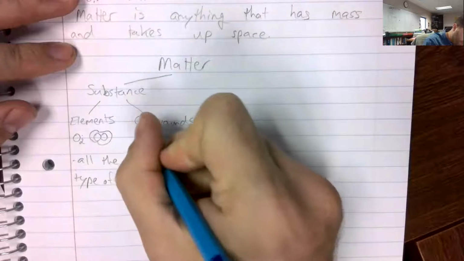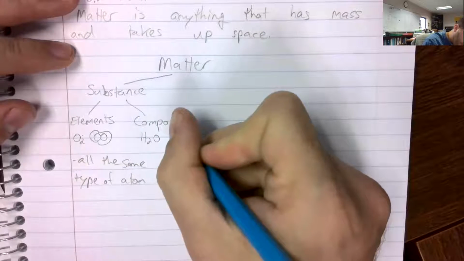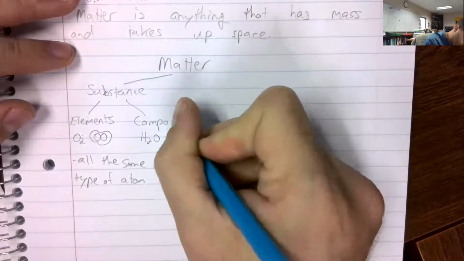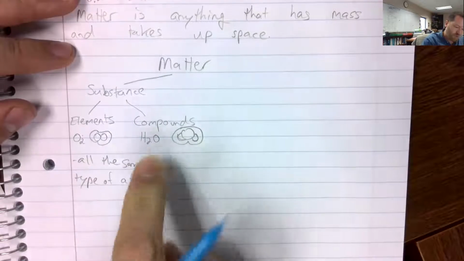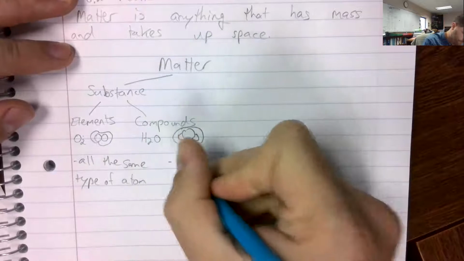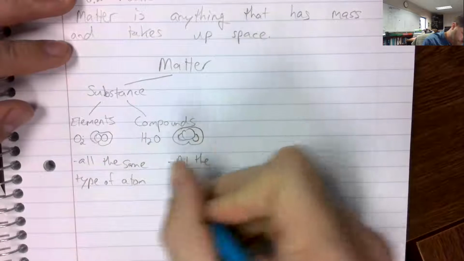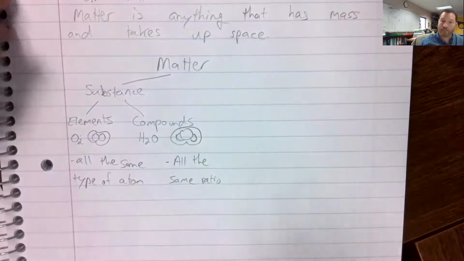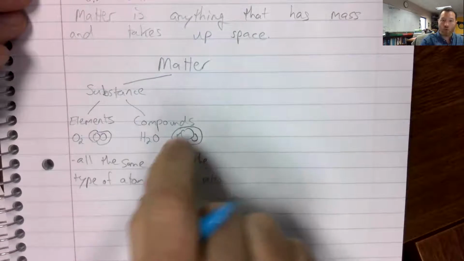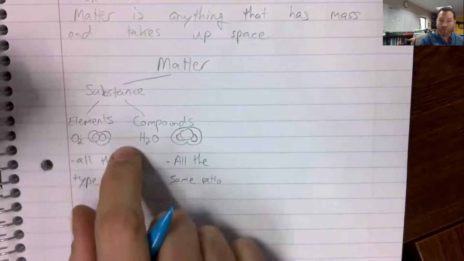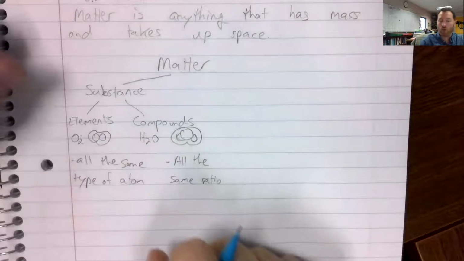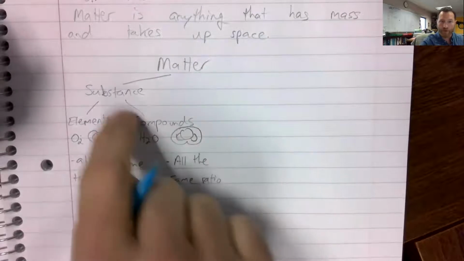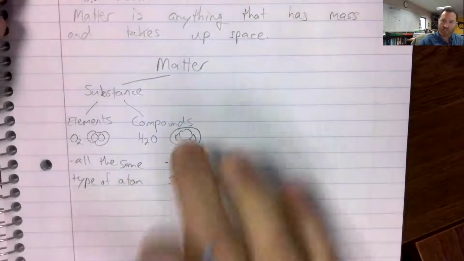And compounds are potentially two different types of atoms. So two H's and one O. So always the same consistent ratio, two H's, one O. And as long as everything you have is two H's and one O, you have a compound, and that's a pure substance. As long as you have that substance, water, H2O, it's a substance, and that's how we classify it.